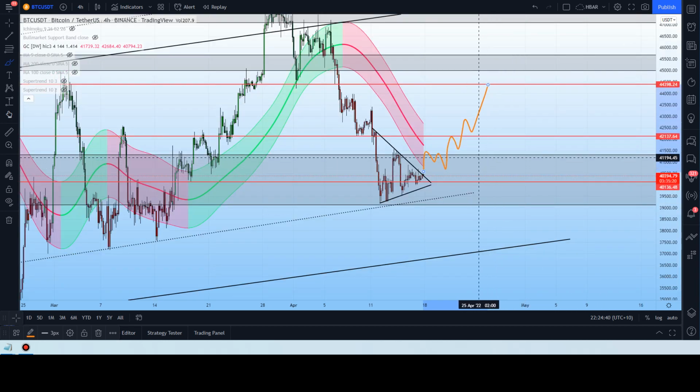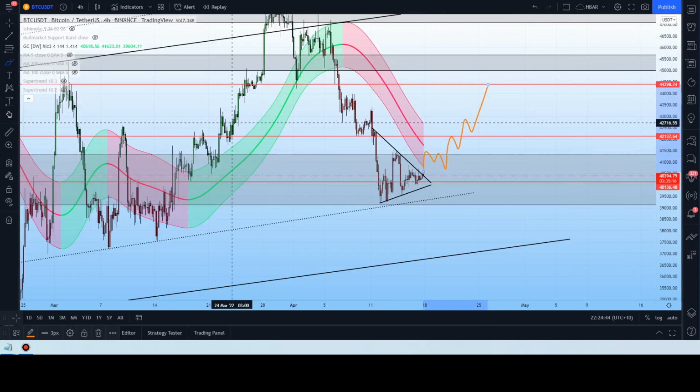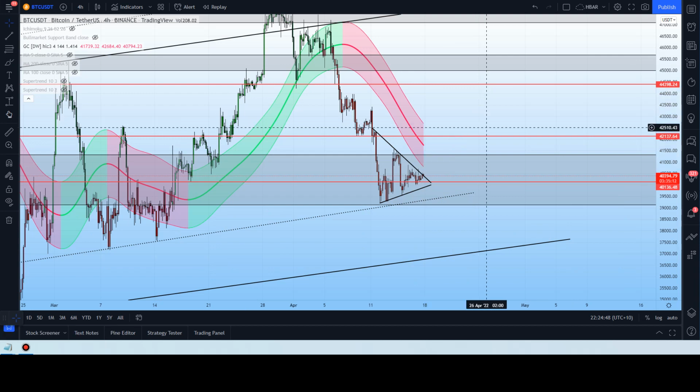So the Gaussian channel is looking very much neutral right now. It will look bullish once we break into it. Until then, it can definitely still push sideways and converge downwards or even continue downwards. All right, so Gaussian channel done.